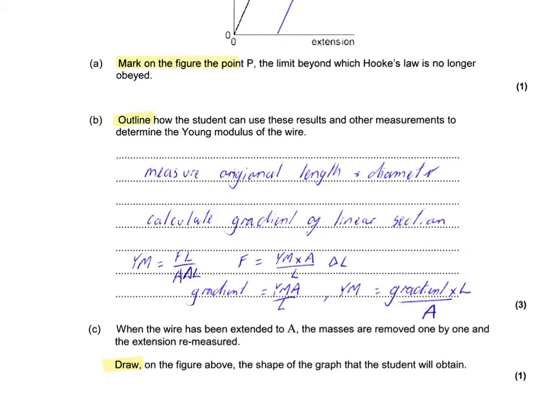So what are the additional measurements I'm going to need? I'm going to need the original length and the diameter, from which I'm going to calculate the cross-sectional area. And I'm also going to need to calculate the gradient of the linear section of the graph. So those are the three marking points there.